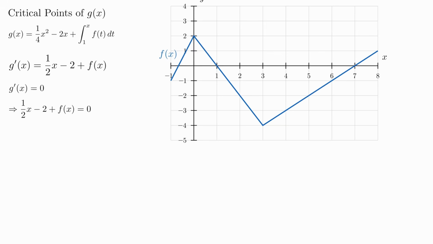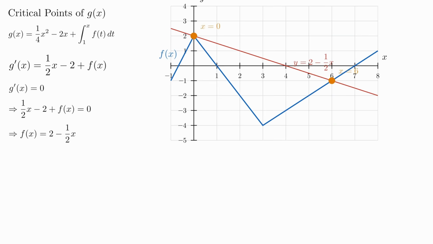So 1/2 x minus 2 plus f of x is 0. From there, this is a little weird, but we're just going to solve for f of x. So f of x is 2 minus 1/2 x. Now, what do we do with this thing? We need to figure out where f of x, the graph that we have, is equal to 2 minus 1/2 x. So what we'll do is just add the graph of 2 minus 1/2 x to the graph of f.